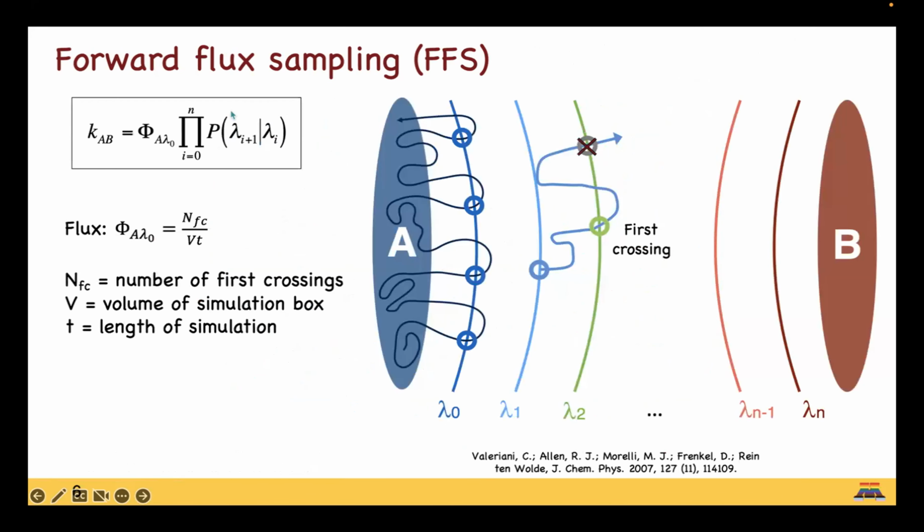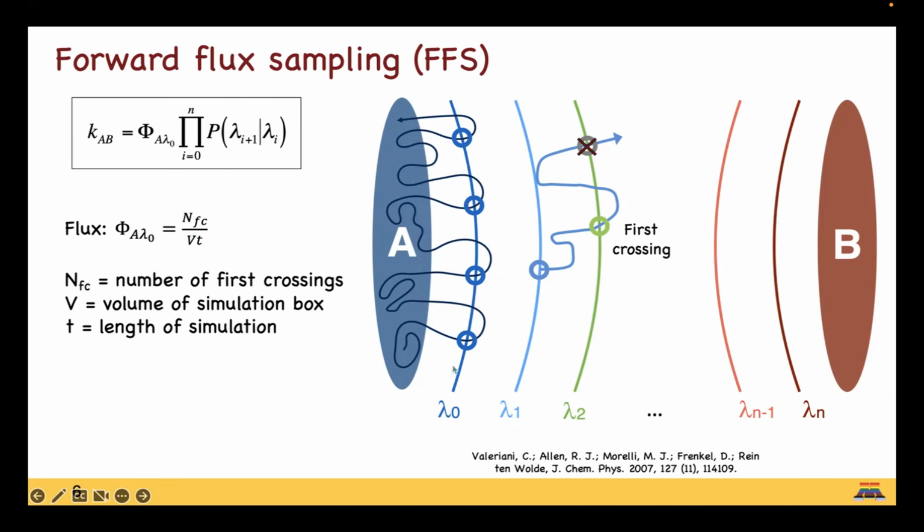And then for your rate calculation, you'll essentially use the same equation as you did yesterday for TIS. You're going to calculate the rate by multiplying a flux with the probability of starting in A and going all the way to B. And this probability of going from A to B, you're going to calculate as the product of these smaller probabilities of going to the next interface starting from the previous interface. The flux is calculated as the number of first crossings that you get in this long simulation divided by the length of the simulation, and you can normalize by volume as well if you want to do it on a per volume basis.